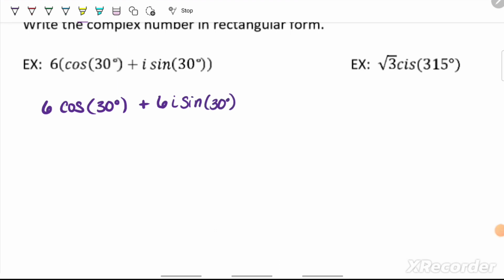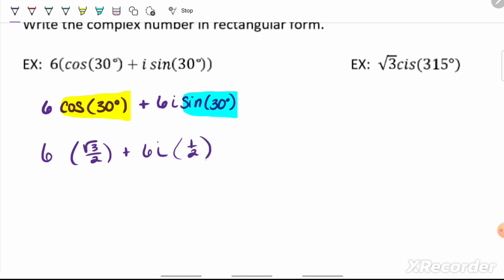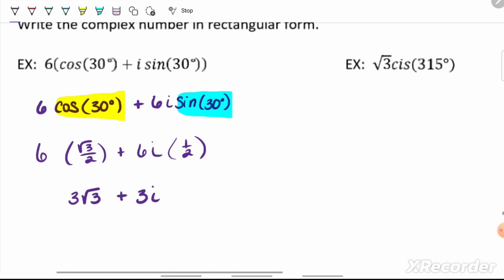Now we'll find the exact trig values off of our unit circle. Cosine of 30 degrees, that's square root of 3 over 2. And sine of 30 degrees, that's 1/2. Then we'll just clean this up. 6 times square root of 3 over 2 is going to be 3 square root of 3. 6i times 1/2 is plus 3i.